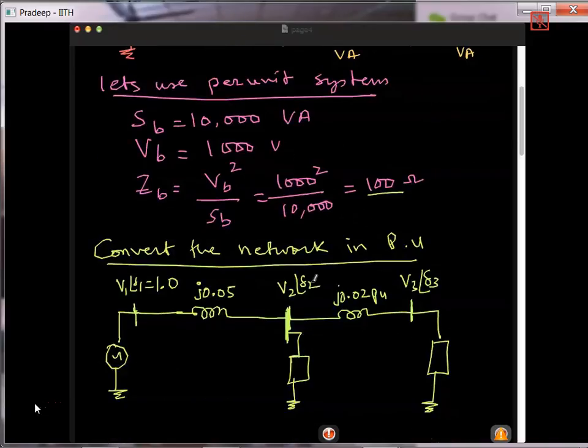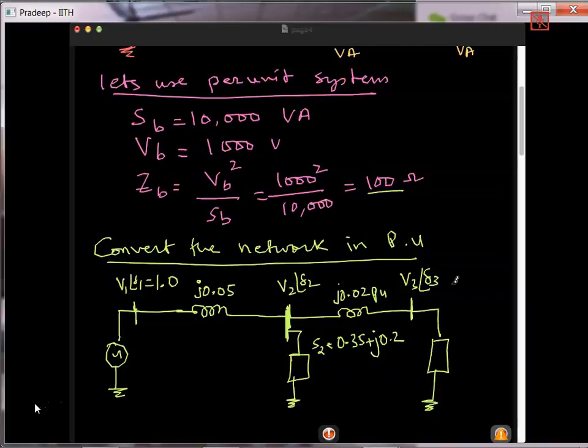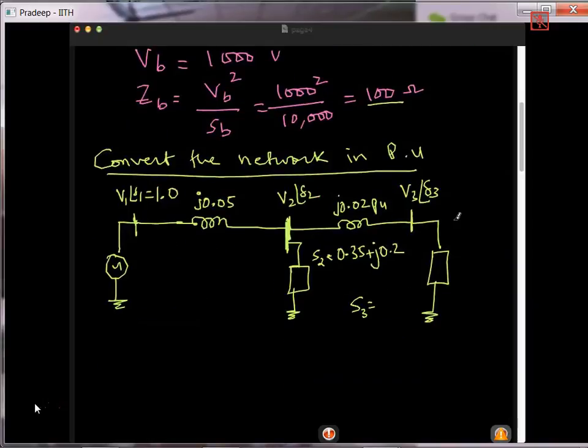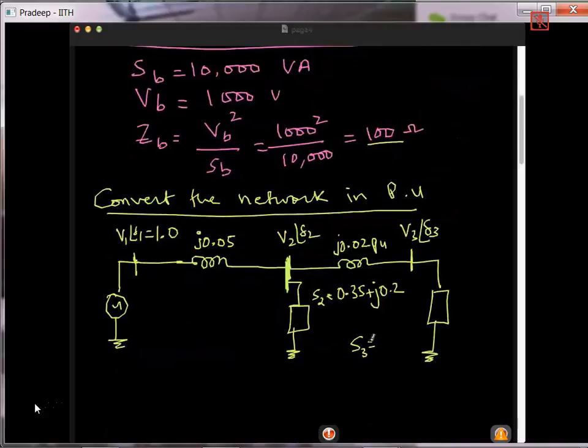So here and here S3 equal to 0.4 plus J3. So this is S2. So up to here, is it clear?